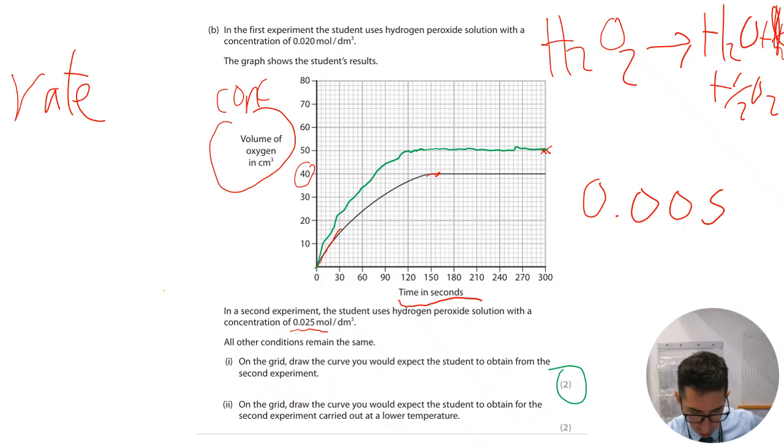On the grid, draw the curve you'd expect the student to obtain for the second experiment carried out at a lower temperature. Okay, so we're doing the same experiment again at a lower temperature, so we're going to have a slower rate. So we're still going to end at the same point. We're still going to produce 50 cm cubed of oxygen, just going to take longer.